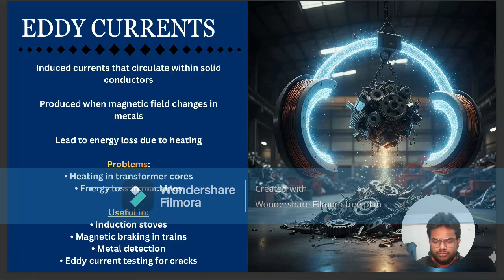Now we are going to discuss eddy currents. Basically, eddy currents are induced currents that circulate within a solid conductor. They are produced when the magnetic field changes in metals. These swirling currents often cause energy loss, and they are exploited to heat metals in induction cookers. Eddy currents are also useful in many aspects like induction stoves, magnetic brakes in trains, metal detection, testing for cracks and many more.